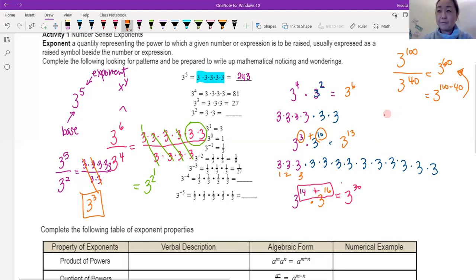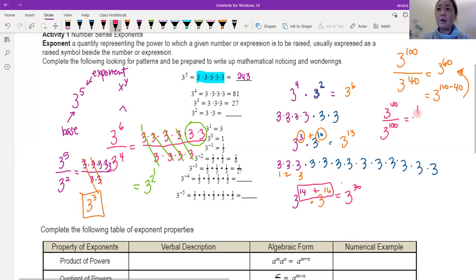Okay, so now what if there's a plot twist? What if we switch them? What if we go 40 on top, so 3 to the 40th power, and 3 to the 100th power on the bottom? What do we do with that? Using the same idea, imagine in your brain there are 40 3s on top and 100 3s on the bottom. We can still cancel out 40, but where are all those 3s now? They're on the bottom.